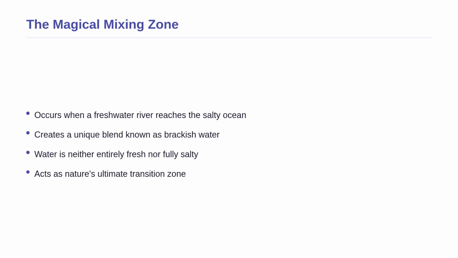Now that we know what we are looking at, let us define what an estuary actually is. When a freshwater river finally reaches the end of its long journey, it does not just hit a sudden wall of ocean water. Instead, the two waters blend together. This creates what we call brackish water, which has a salinity level somewhere between pure freshwater and pure seawater. It is nature's ultimate transition zone, where the river shakes hands with the sea.